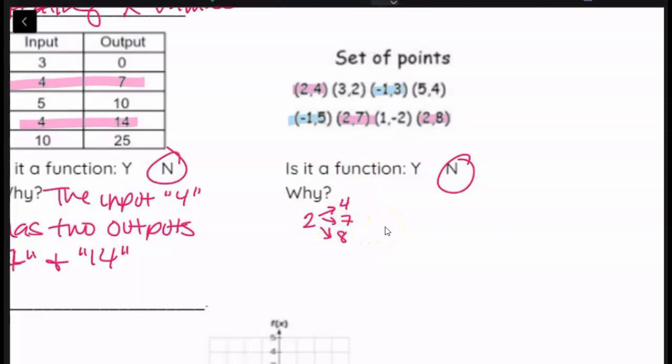Same thing you could have done for the -1. It's pointing to 3, and it's also pointing to 5. It only has to have exactly one y. This one has 2 y's. You could also have said that there are repeating x values. That would have been also good justification.